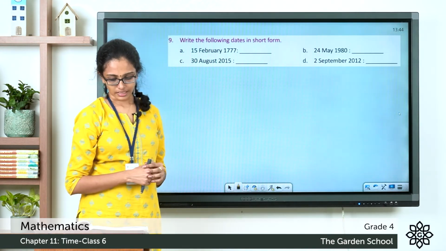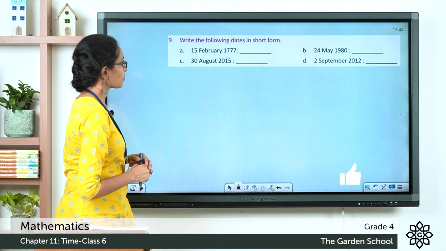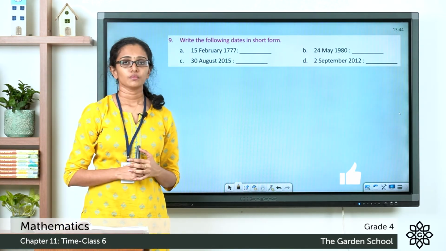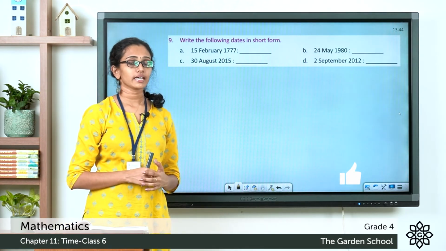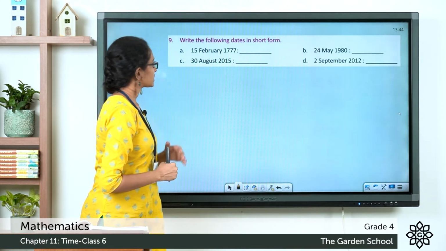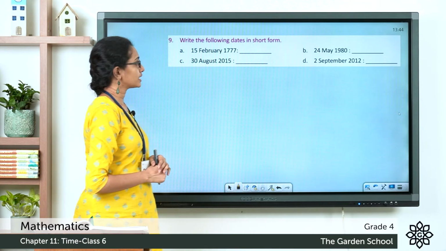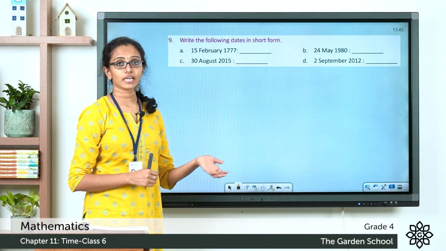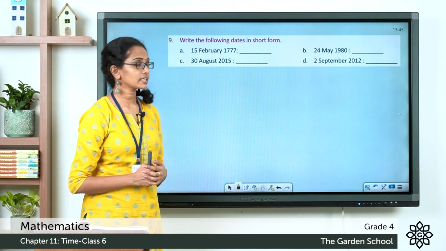Now the next one, question number 9. Write the following dates in short form. So we have already learned how to write dates in short form using dots in between. And let's see the first one, 15 February 1777. So let's see how we can write that in short form.